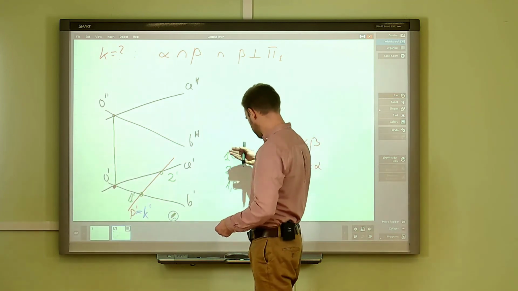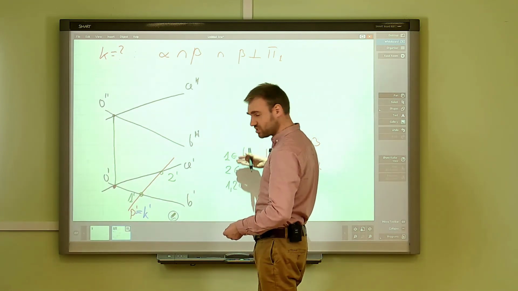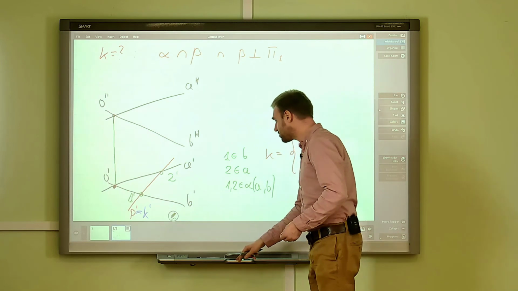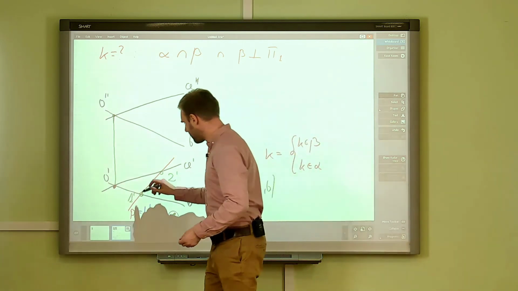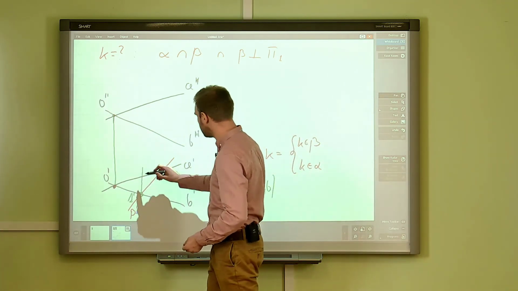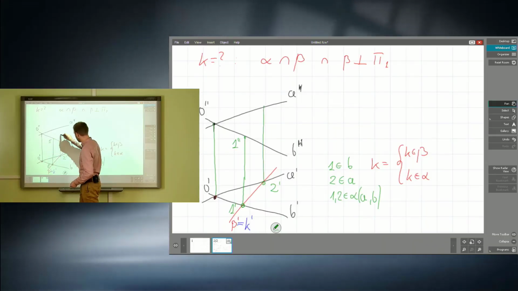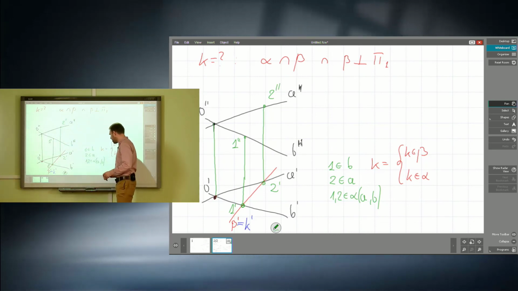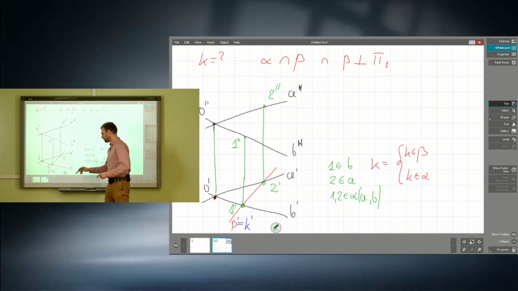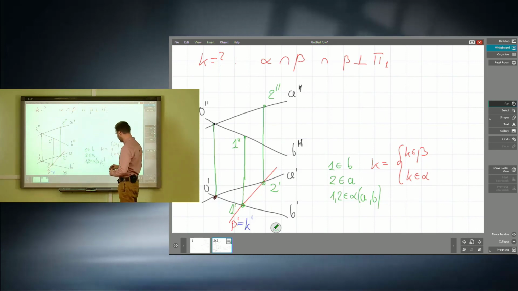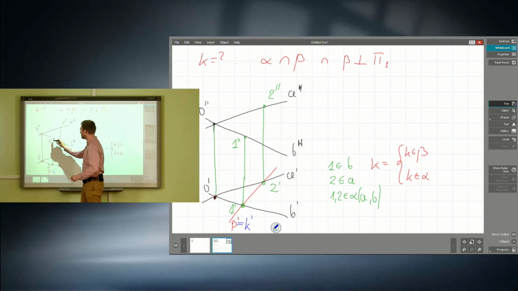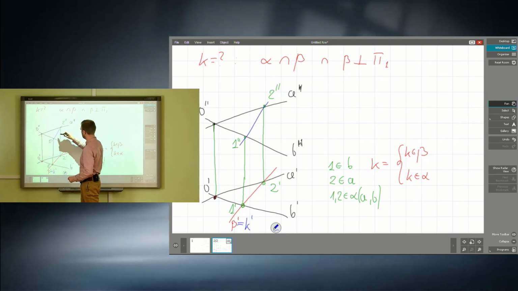And now, based on those conditions, based on those assumptions, we can lift up, I mean we can transfer the points from B to 1 double prime, the same situation with 2 double prime, and now we are able to draw the corresponding missing projection of k which belongs to alpha. And it will be our k double prime.